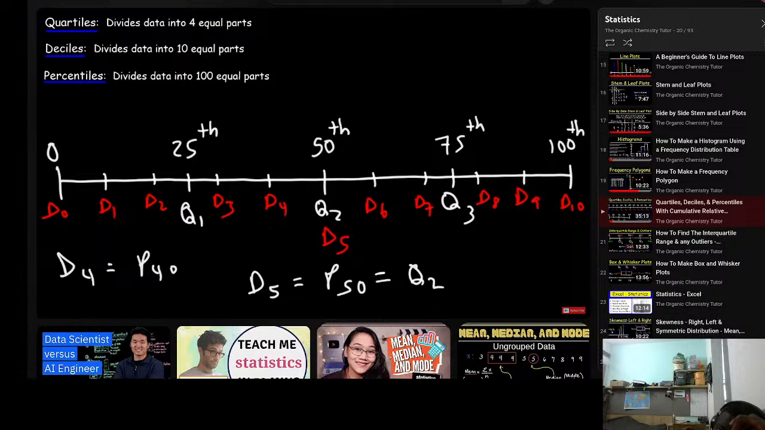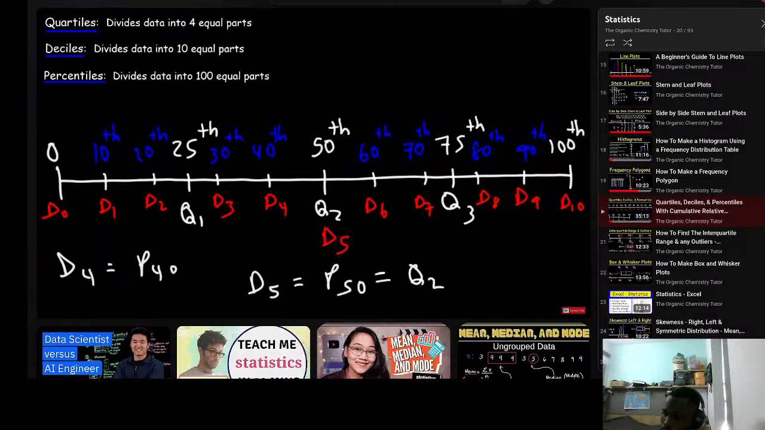So we can write the percentage values here. So D1 is the 10th percentile, D2 is the 20th percentile, D3 is the 30th, D4 is the 40th, D6 is the 60th, and so forth. So D9 will be the 90th percentile. So now you can visually see how quartiles, deciles, and percentiles divide the data into different equal parts.